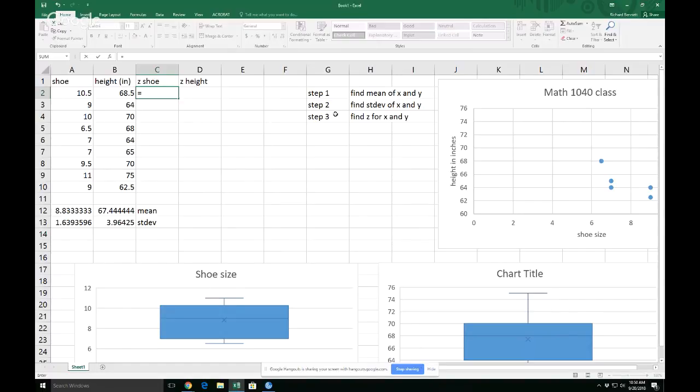Z-score. So the Z-score is X sub I. What's X sub I in this case? X sub I would be the data of shoe. So the first person's shoe size, I think this is Brock's shoe size, is 10.5 minus the mean, which is 8.83.